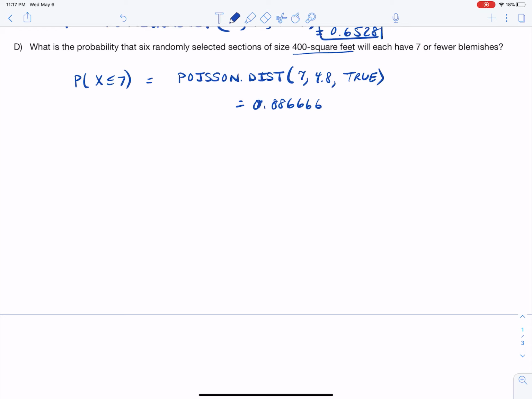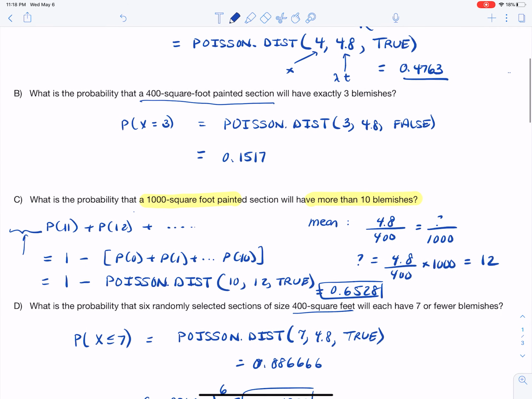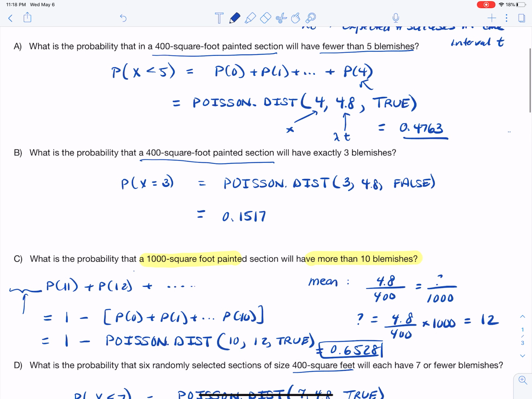So if that's the probability of one 400 square foot patch having 7 or fewer blemishes, now what's the probability that all 6 of them do? Well, you might remember from before that if they're all independent of each other, that's just going to be 0.886666 for the first one and the second one and the third one and the fourth and the fifth and the sixth. So we just raise that to the 6th power. And that comes out to be 0.4859. So there is a little bit more problem solving with the Poisson distribution. I hope you found this helpful, and I thank you for watching.